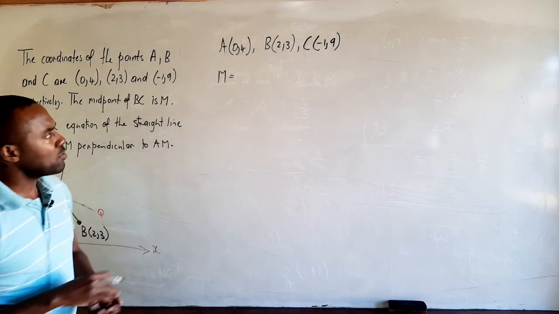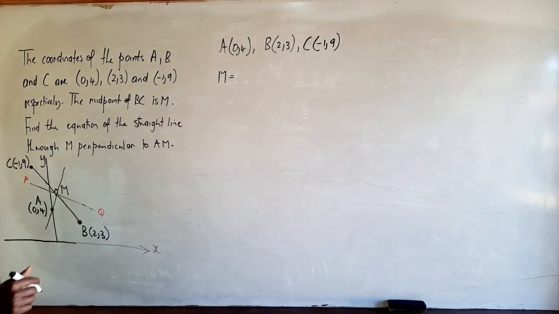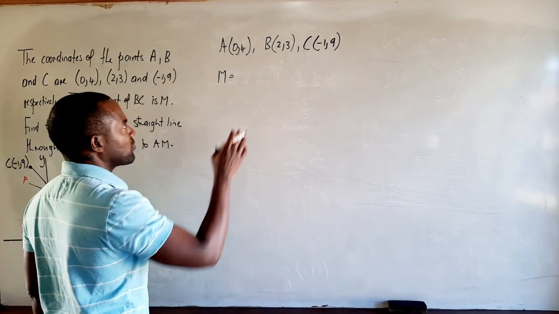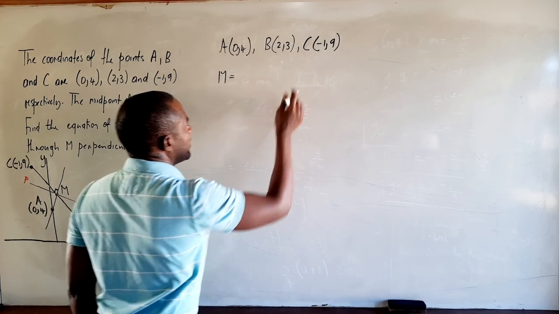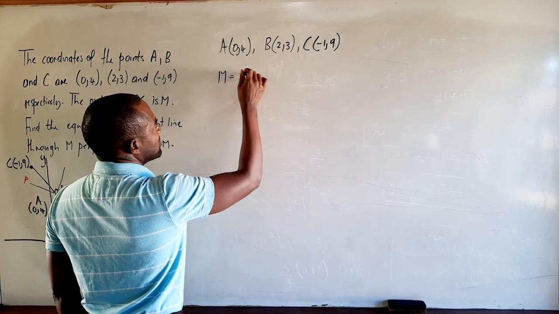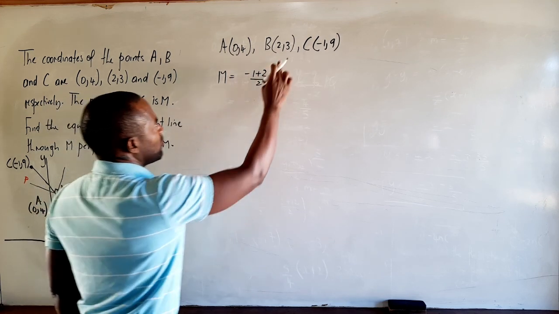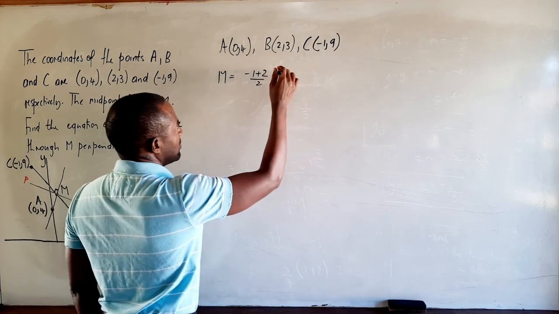Right, so let's now go ahead and find the coordinates of M, the midpoint of BC. To find the midpoint, of course, we'll add the x coordinates and divide them by 2. So this is basically going to give us minus 1 plus 2 over 2. And we'll do the same thing with the y coordinates. So 3 plus 9 over 2.